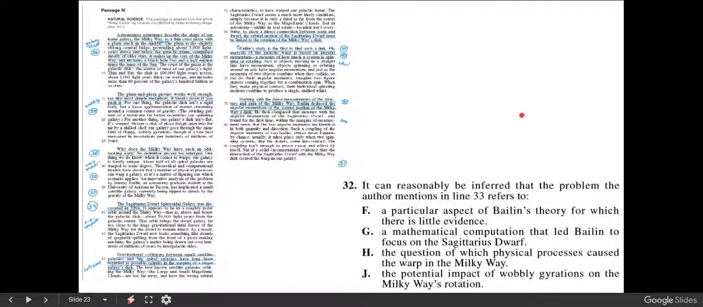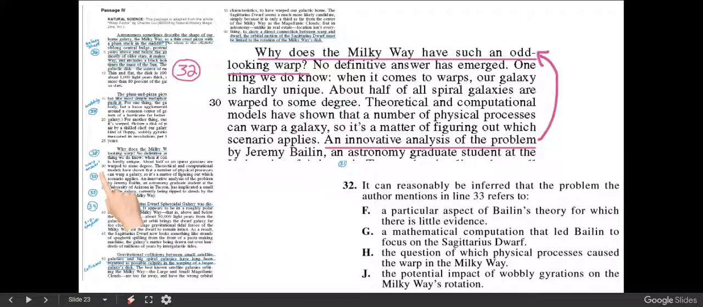But that one's a little bit tricky, as some of these are with natural science, tricky to find. It can be reasonably inferred the problem the author mentions in line 33. So line 33, an innovative analysis of the problem, and that problem is referred to in the topic sentence or topic question of this paragraph. Why does the Milky Way have such an odd-looking shape? So the question of which physical process caused the warp of the Milky Way. Why does it have such an odd shape? So H.